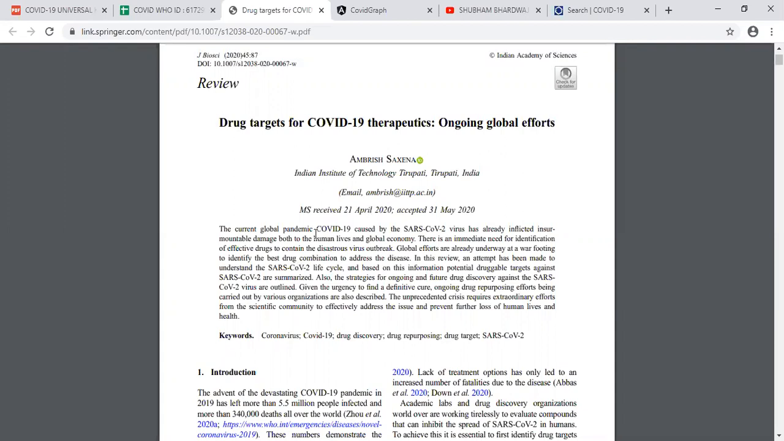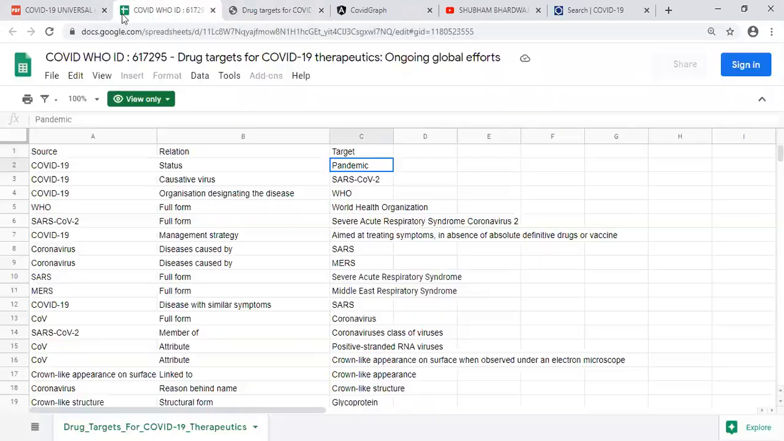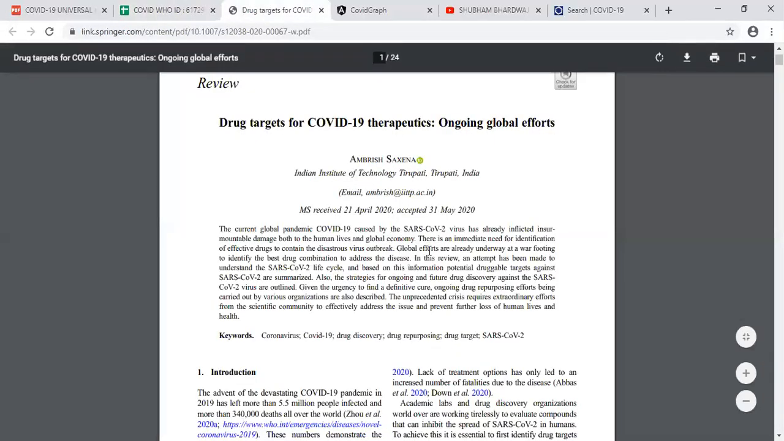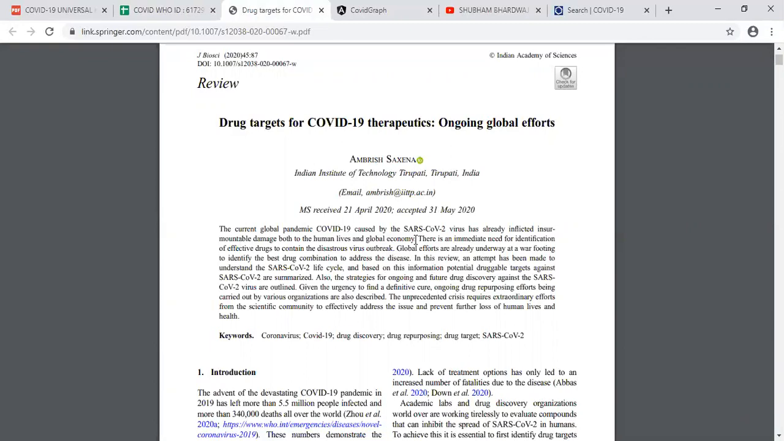The next relationship which I've considered is the relationship between COVID-19 and its causative virus. I mentioned that the causative virus for COVID-19 is SARS-CoV-2. And then when you read further, you see this is kind of generic stuff, not something for which you might like to add notes in your knowledge graph. There is an immediate need for identification of active drugs to contain a disastrous virus outbreak, and global efforts are already underway to identify the best drug combination to address the disease. So this is generic and need not be added to the knowledge graph.